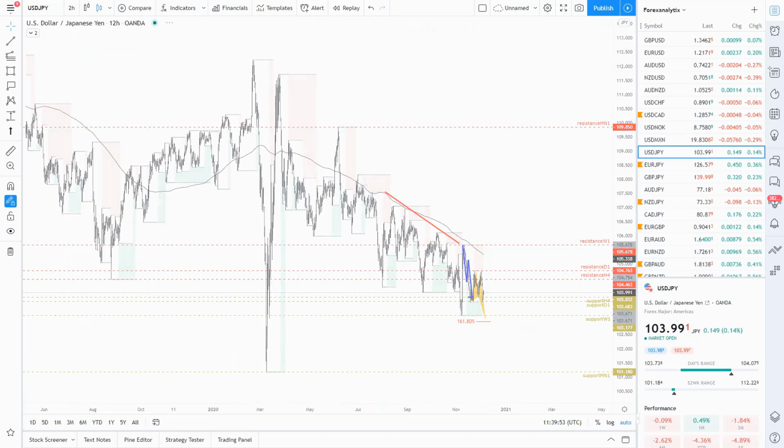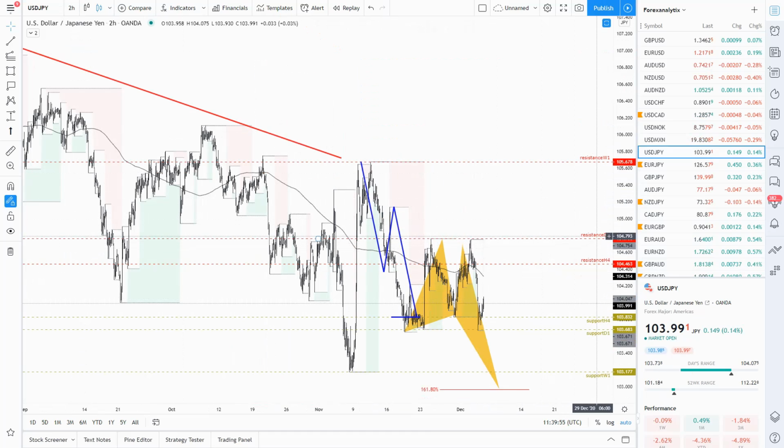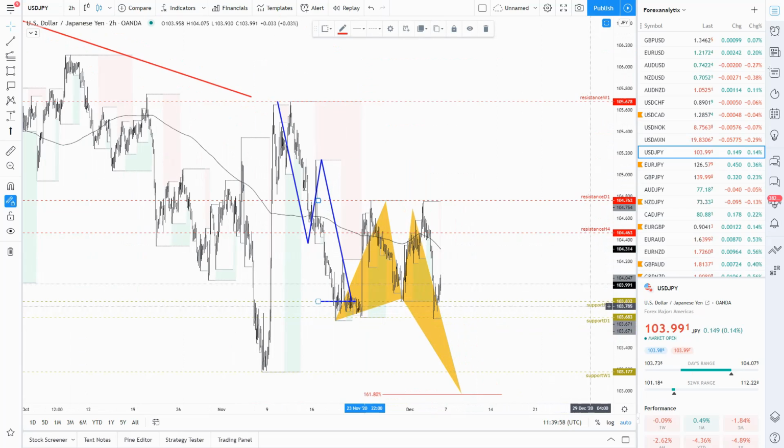Dollar versus the yen, I shared patterns above the daily fractal resistance. As we can see, the price is already trading below the most recent support level, which invalidates the formation of patterns above.